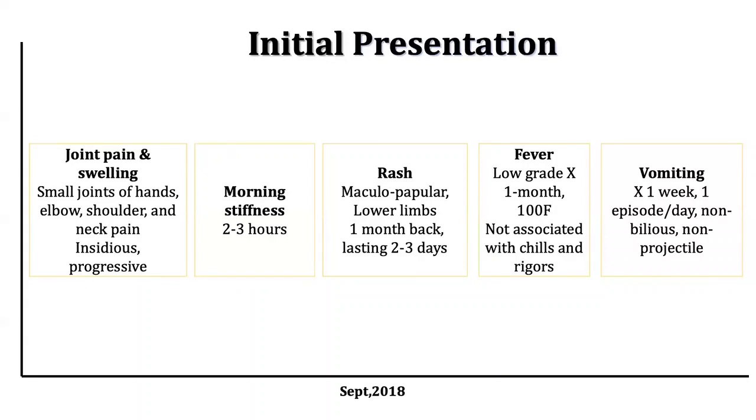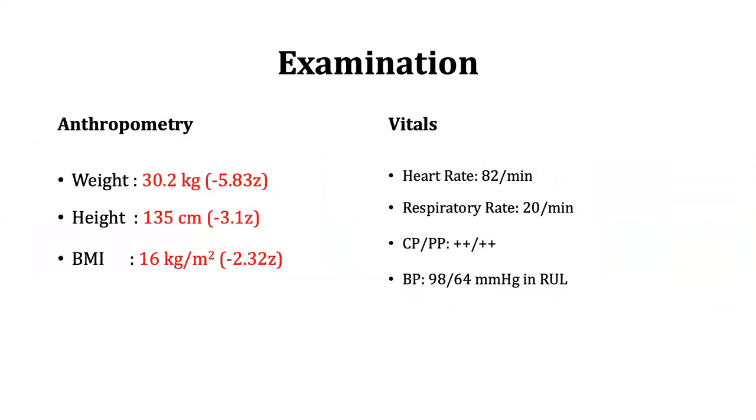She also had a maculopapular rash over the lower limbs, which lasted for around 2 to 3 days, 1 month back. This was associated with fever, which was low grade, up to 100 degrees Fahrenheit documented, not associated with chills and rigors for the past 1 month. She had one episode of vomiting per day, which was non-bilious and non-projectile for the past 1 week. On examination, she was underweight, stunted with a low BMI. The vital parameters were within normal limits.